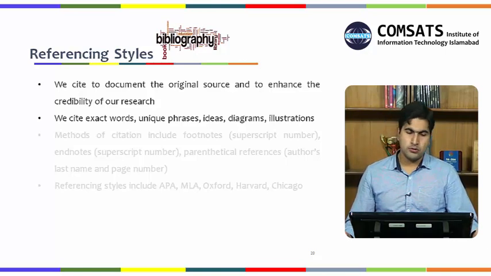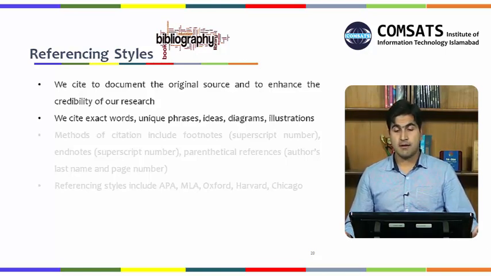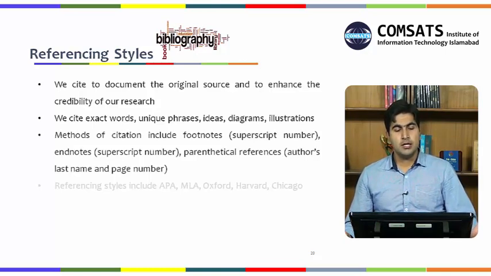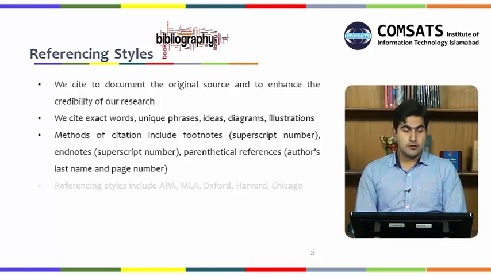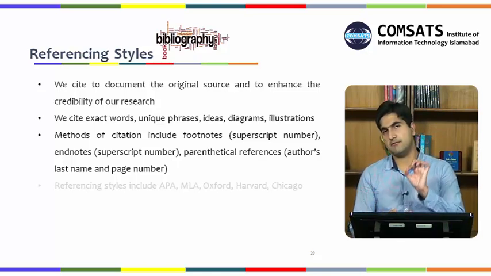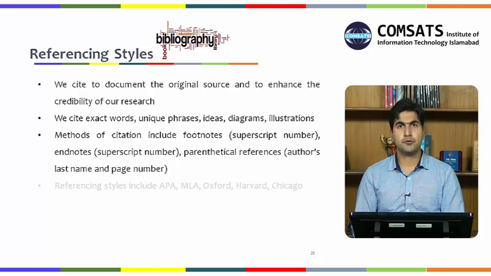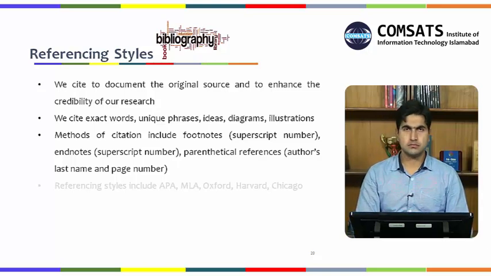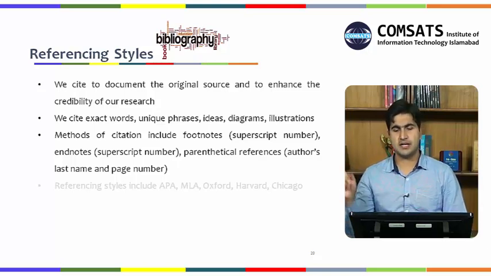You cite exact words, unique phrases, ideas, diagrams, illustrations. These are the things with which you cite the source. You do not just ignore it. When we talk about the different methods of citation, they include footnotes, which are at the bottom of the page with an asterisk or some superscript number. Then you have the endnotes, where the reference is not at the bottom. On the contrary, it comes at the end, and all the details are placed at the end.